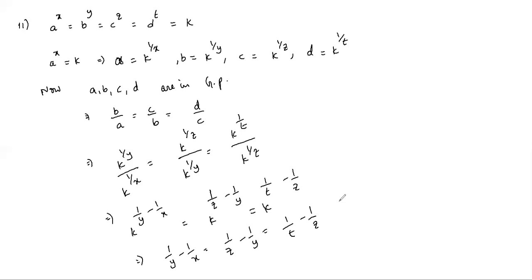So differences are equal, meaning a2 minus a1, a3 minus a2, a4 minus a3 are equal. Differences are equal means 1 by x, 1 by y, 1 by z, 1 by t are in arithmetic progression, because here differences are equal. So reciprocals are in AP. What about their reciprocals, x, y, z and t? They are in HP.